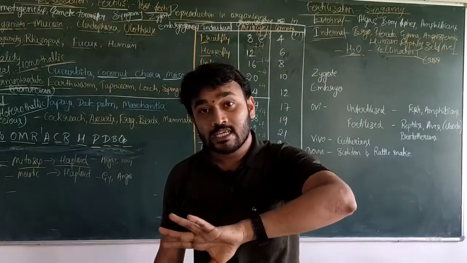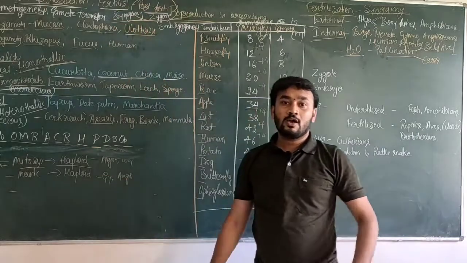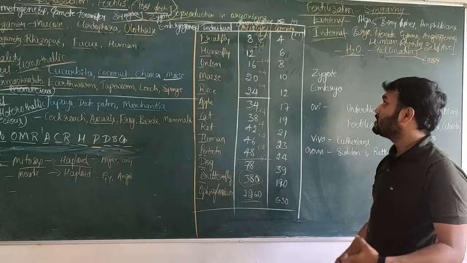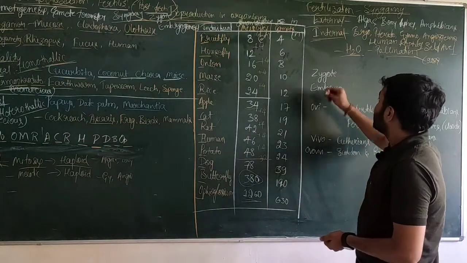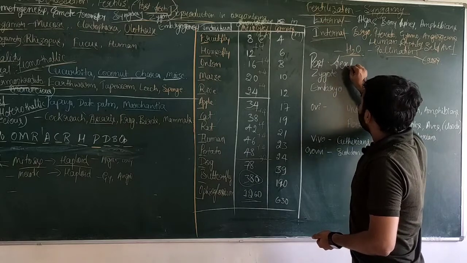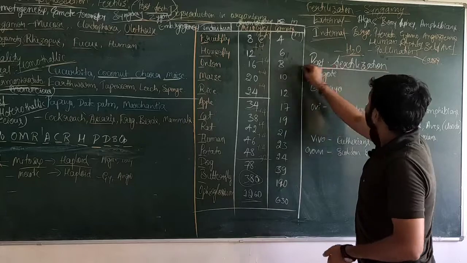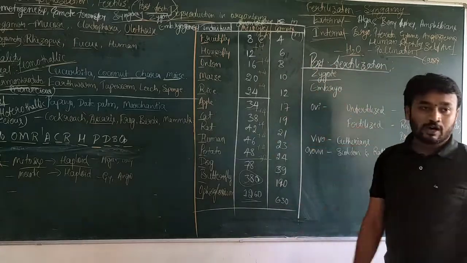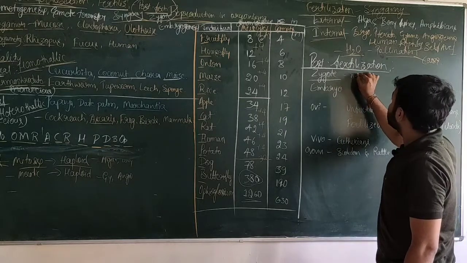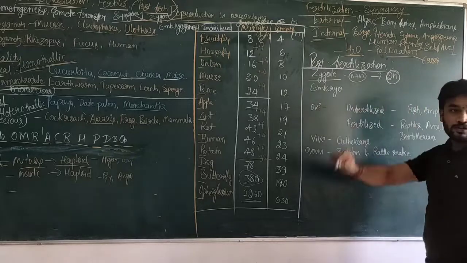What after this fertilization? That is the post-fertilization events. Post means after. Fertilization means the gamete fusion. That is after the fertilization, the post-fertilization event will take place. What is zygote formation? The male and female, both haploid gametes, will fuse to form diploid zygote.